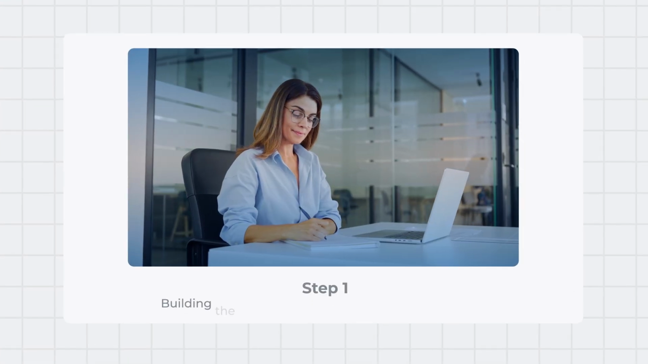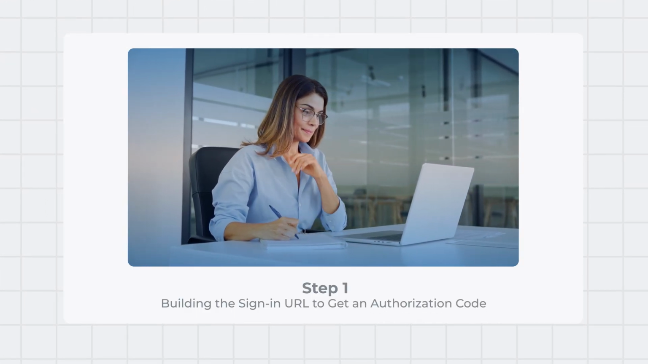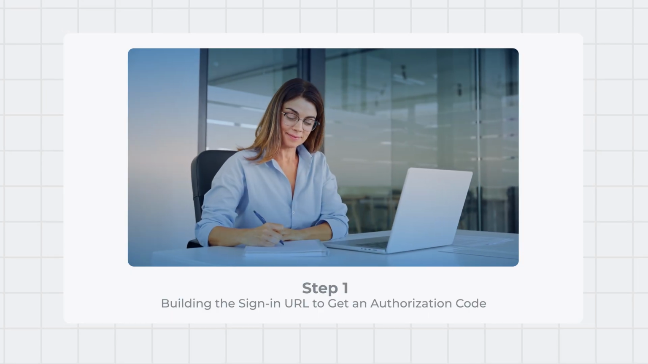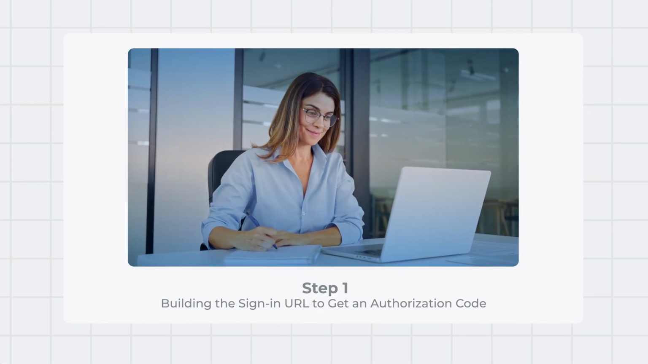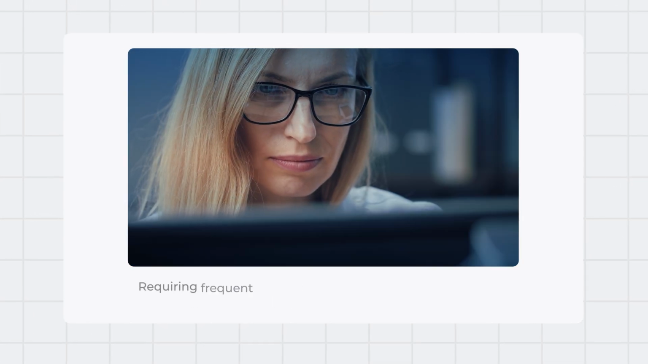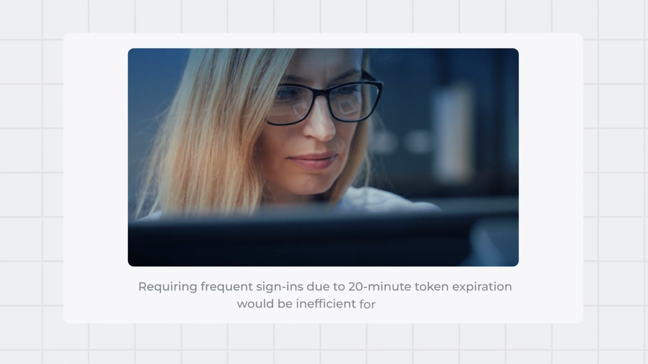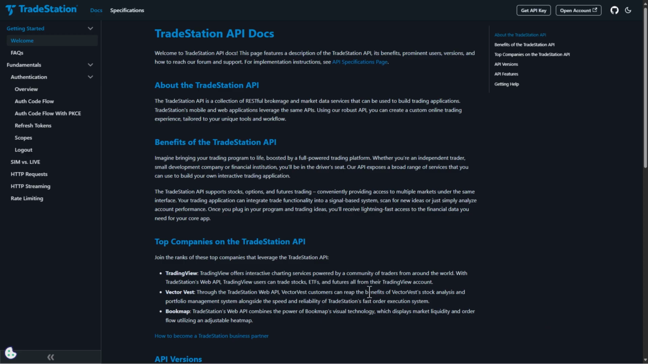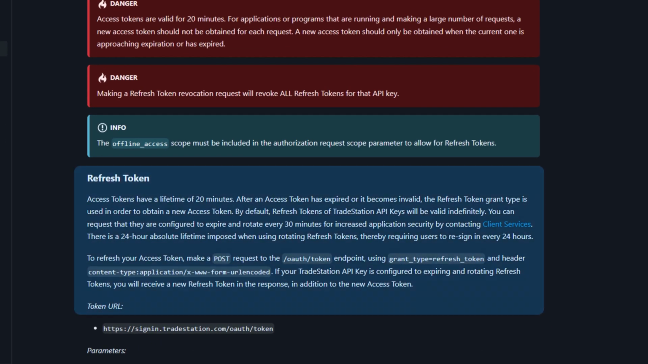Step 1. Build and design a URL to get an authorization code. TradeStation's API is designed with security in mind. This means that there is an authentication process that requires users to sign in with their username before they can start using the API. Since access tokens expire every 20 minutes, requiring users to sign in repeatedly would be impractical. To address this, after completing the authentication process, TradeStation provides a long-lived refresh token that allows you to programmatically generate new access tokens when needed.